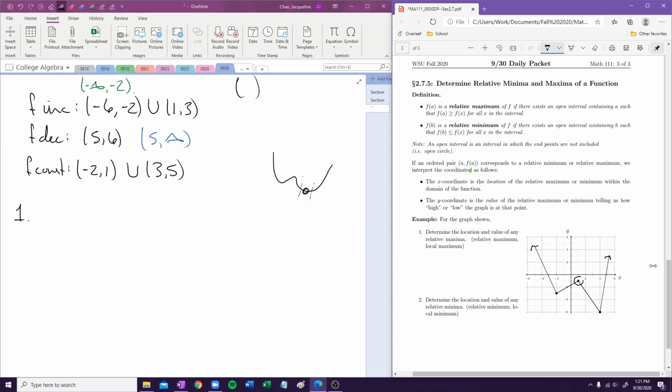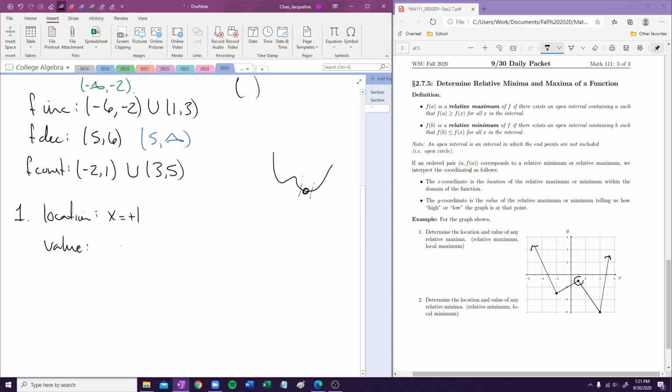Let's start. So what is location? Location is x values. Okay, and then what is the value? The value is the y. Okay, so remember maxima, it's going to be right here. There's 3 points I'm looking at. Okay, and when I look at this one, this is at x is equal to -1. Oh, not -1, geez. +1.